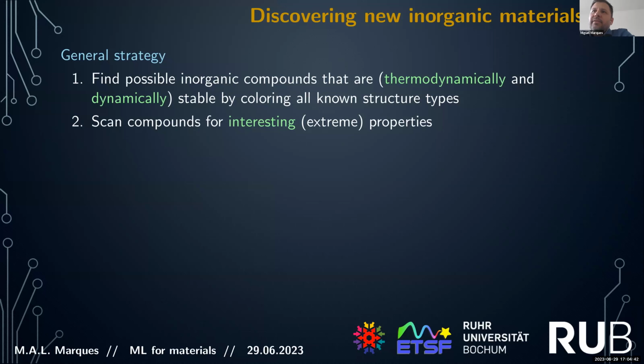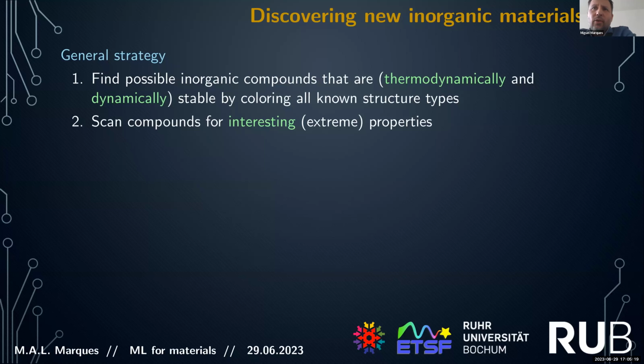So what does this mean? Thermodynamically stable means that these compounds will not decompose even in an infinite time into other compounds. That's the meaning of thermodynamically stable. Dynamically stable means that the crystal structure makes sense, right? That it will not distort or change in any way. We will do it by doing what is called by many people prototype search, so by grabbing structure types that are known, and by changing the chemical elements in the structure types. So this is the first step.